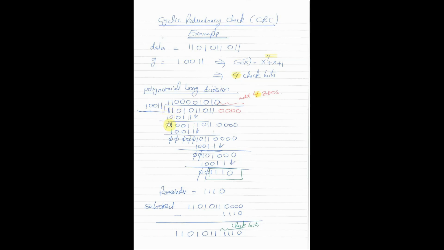1 minus 1 is 0. 1 minus 0 is 1. 0 minus 0 is 0. 1 minus 1 is 0. 0 minus 1 is 1. So until here, I finished subtracting.